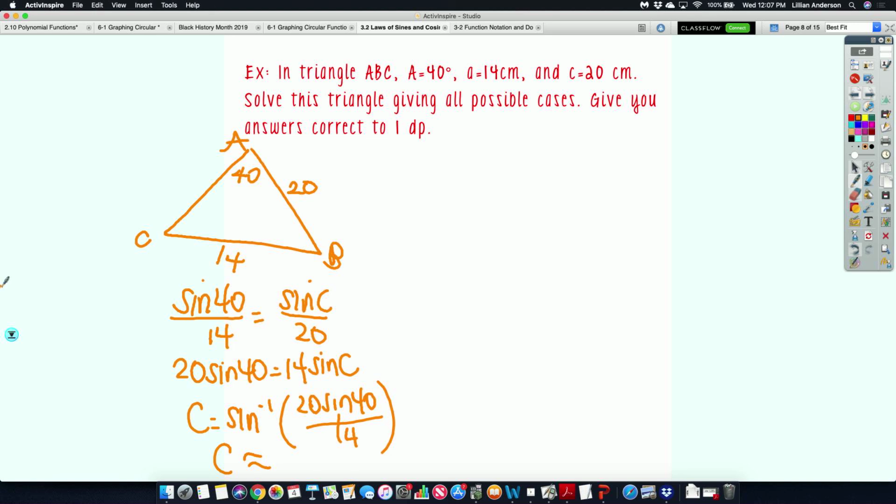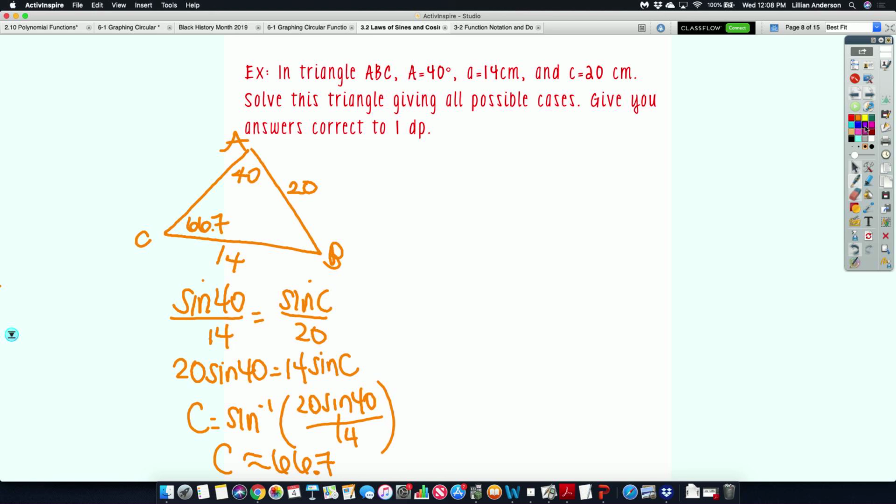You said 66? 66.7. That's right. Yep, and we're going to 1 DP. Perfect. Okay, so we know we have at least one triangle, and angle C is 66.7 in this triangle. That's the first thing. Find that angle. And it'll always be an angle that you find first when you're doing the ambiguous case. Again, if this is an error message, that means there's no triangle and you're done with the problem. But if you get an angle, you need to check for the ambiguous case, or the ambiguous case of having two triangles.